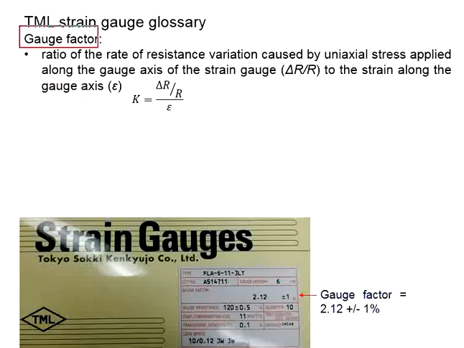For you to acquire the gauge factor, you will need to refer to the specifications given by the shrinkage. You can find these specifications on the package of the shrinkage. For this type of shrinkage, the gauge factor is given as 2.12 plus minus 1%. By dividing the ratio with the K, you are able to determine the strength happening in the shrinkage.